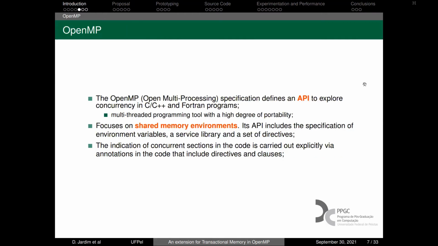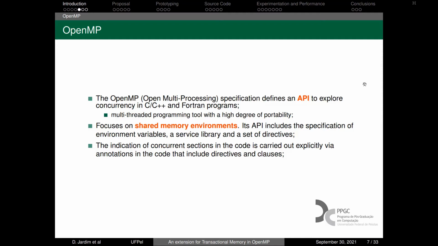The OpenMP, or Open Multiprocessing Specification, defines an API to explore concurrency in C, C++, and Fortran programs. This specification is a multi-threaded programming tool with a high degree of portability. OpenMP focuses on shared memory environments. Its API includes the specification of environment variables, a service library, and a set of directives.